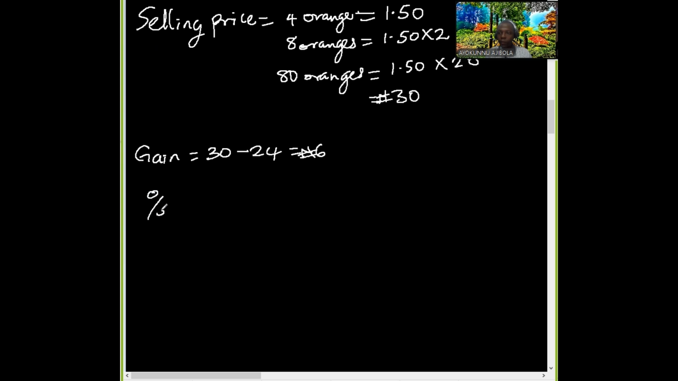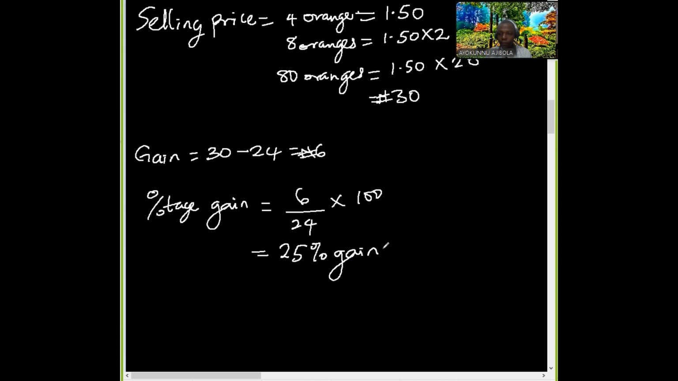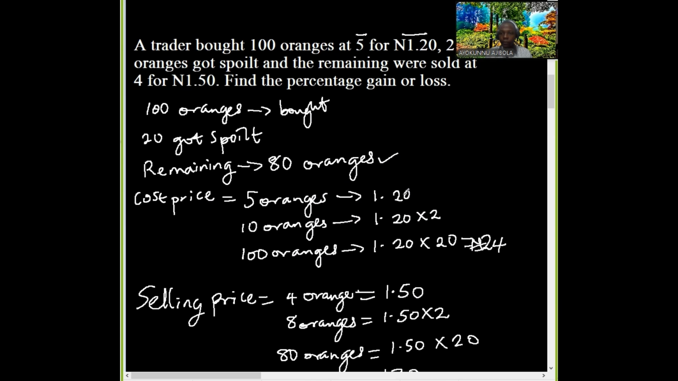So therefore, we can say percentage gain equals the gain over the cost price times 100, right? Yes, sir. So that is 6 times 100, which is 600, divided by 24. So it's 25% gain, okay? Small mistake I made. I did 100 instead of 80.